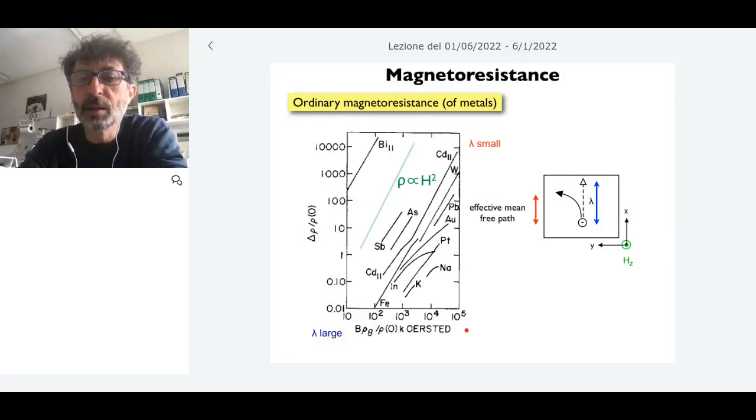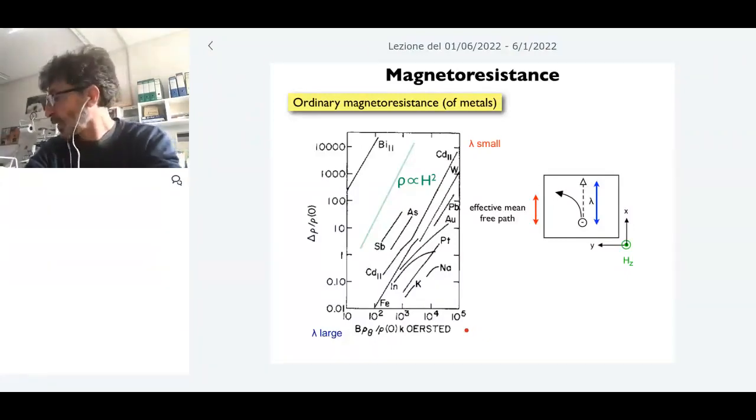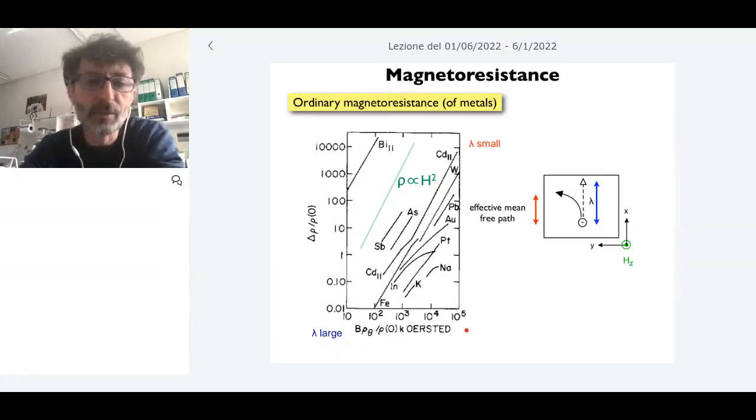But as we saw in the previous slide, if we make the hypothesis that the field is not changing the band structure, then the field will change the mean free path. If the resistivity is large, it means that the mean free path is small. If the resistivity is small, it means that the mean free path is large. How can the field change the mean free path? In the picture at the right-hand side, you see a very naive, but in the end, not too wrong explanation.